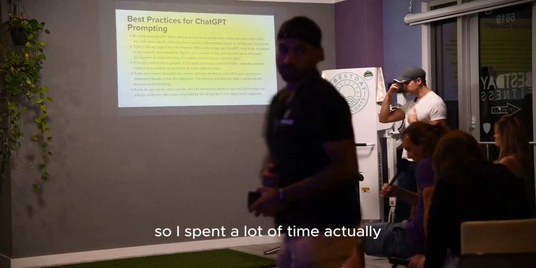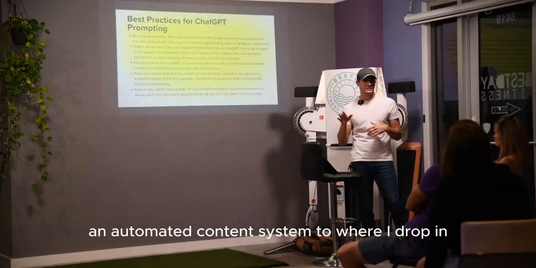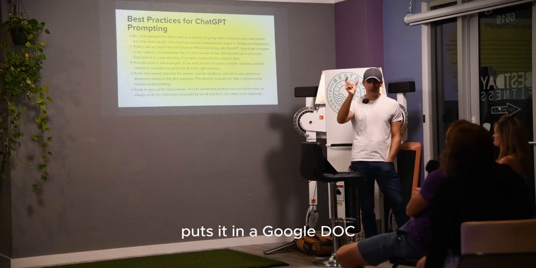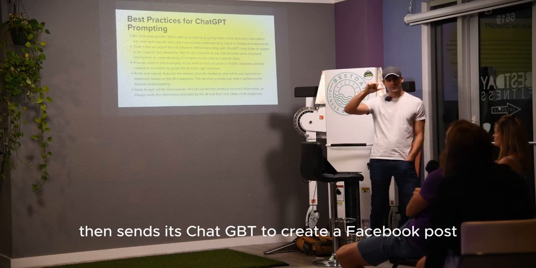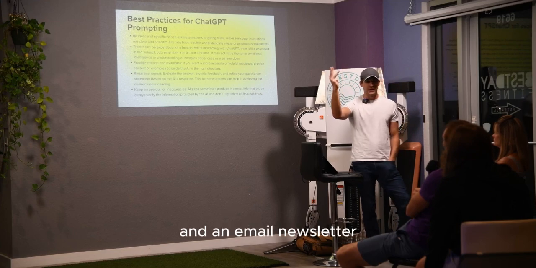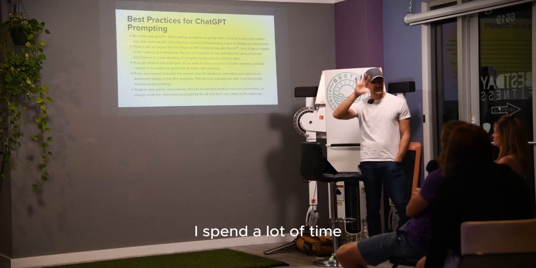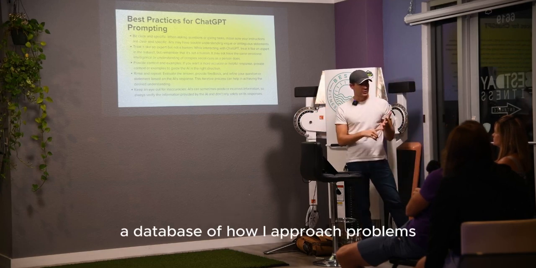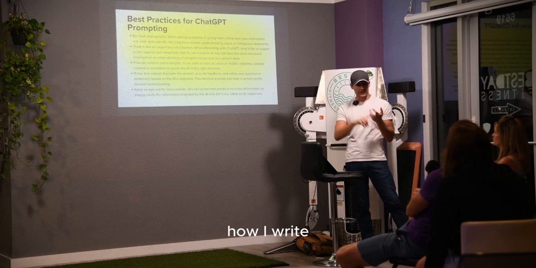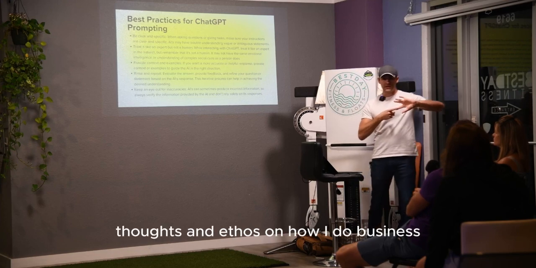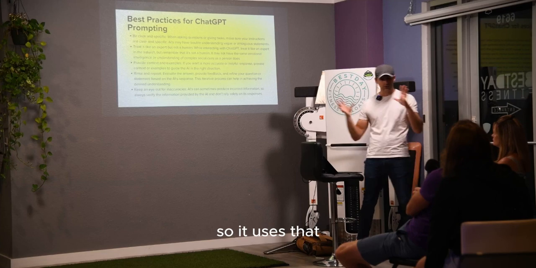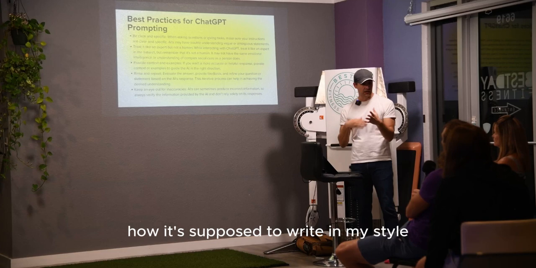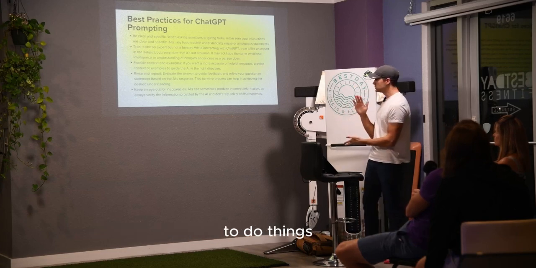So I spent a lot of time on this. I created an automated content system where I drop a voice recording into a Google Drive, it transcribes it, puts it in a Google Doc, and then sends it to ChatGPT to create a Facebook post, an Instagram post, a LinkedIn post, and an email newsletter, and it emails it to me. I spent a lot of time giving ChatGPT a database of how I approach problems, how I solve things with marketing, how I write copy, my thoughts and ethos on how I do business, and all this information. So it uses that as context to flavor how it's supposed to write in my style or solve problems when I'm asking it to do things.